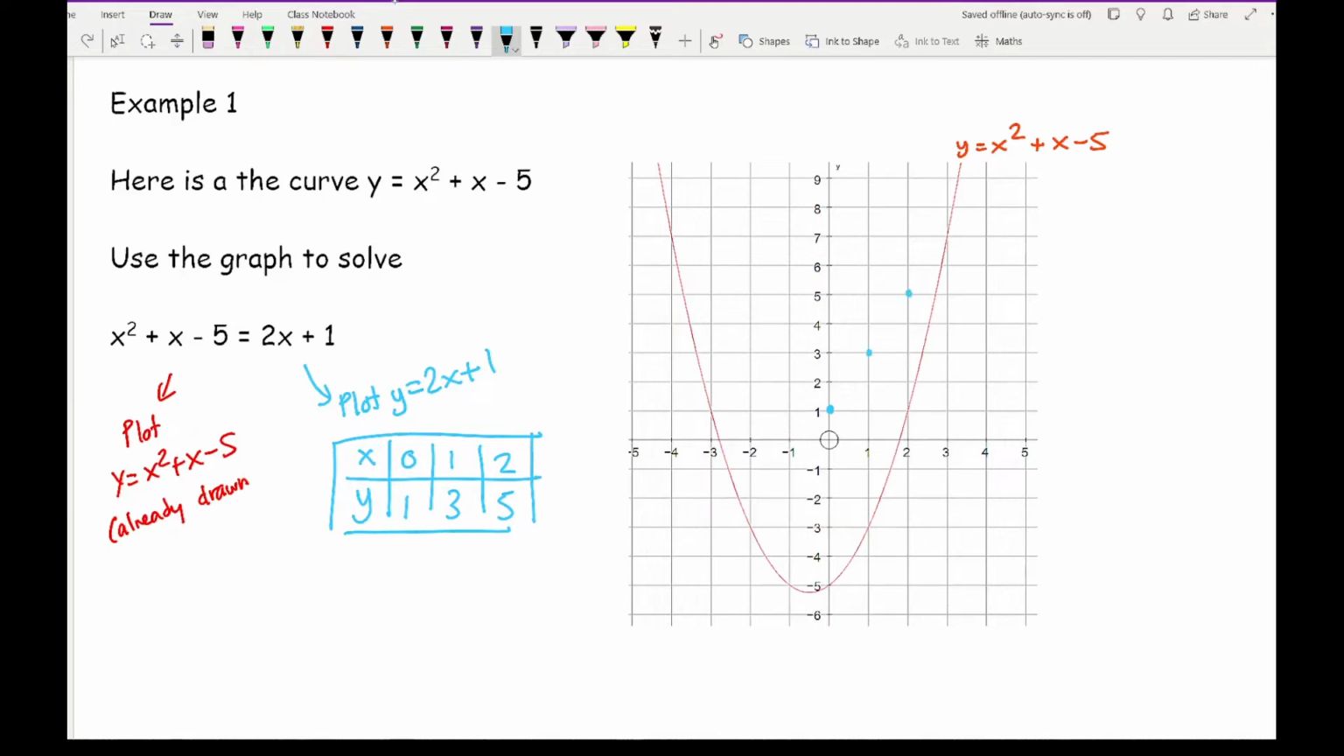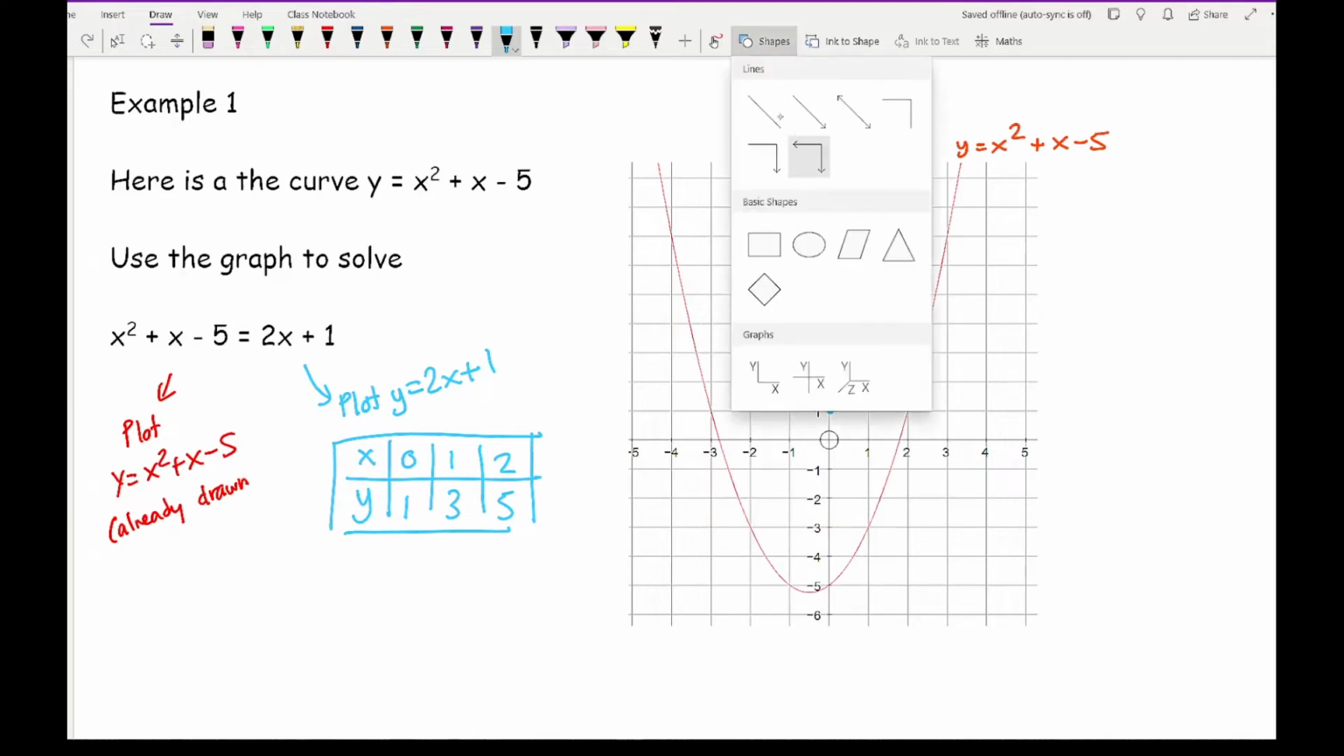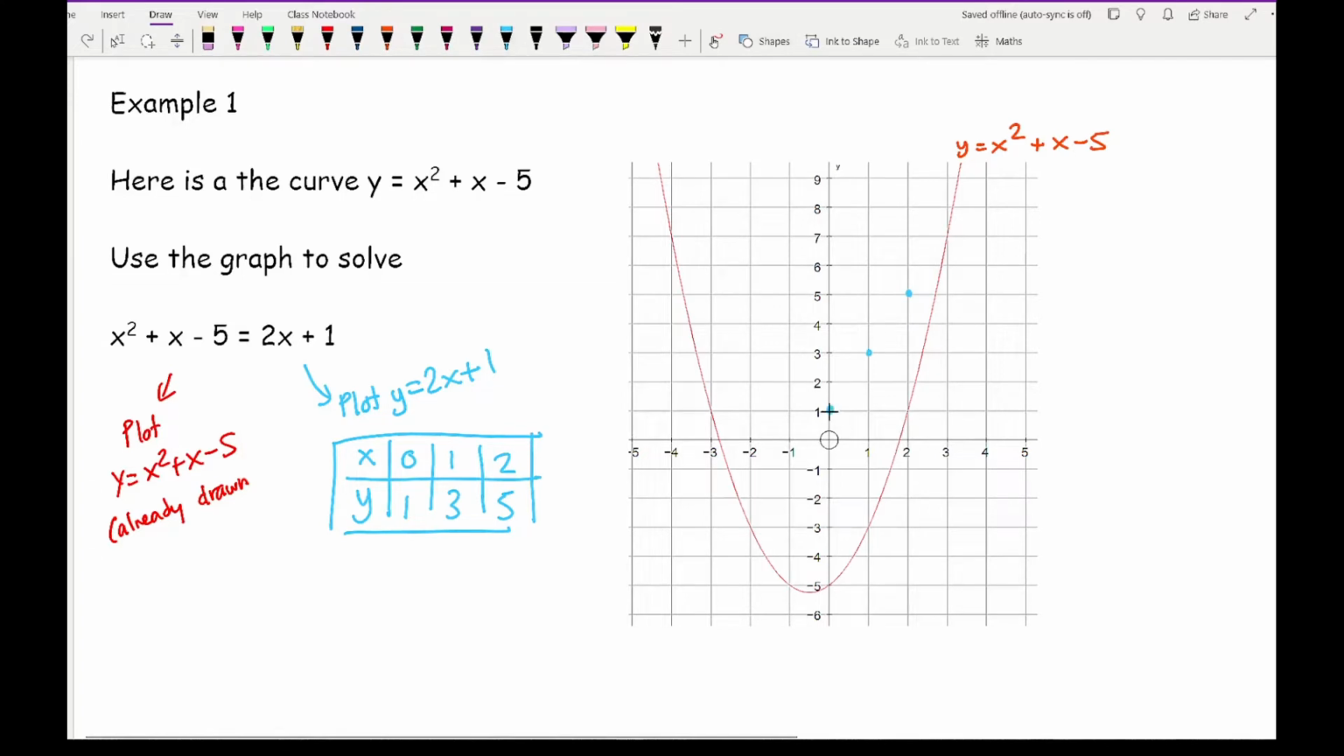What I now need to do is join those points up with a straight line. If I start by joining these up, now this is going to be a little bit time consuming as I'm not doing this on paper. And you want to make sure that your line crosses the curve through the axes that you've drawn. So here you can see I've got 2 intersection points.